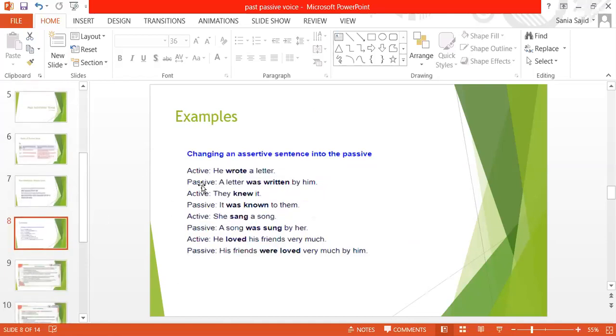Look at the examples. He wrote a letter. In passive voice, letter is the object. It becomes the subject of passive voice. A letter was, was is the helping verb in passive voice, past indefinite, third form of verb written, by and him, the objective case of the subject. A letter was written by him. In active voice, they knew it. It was known to them.